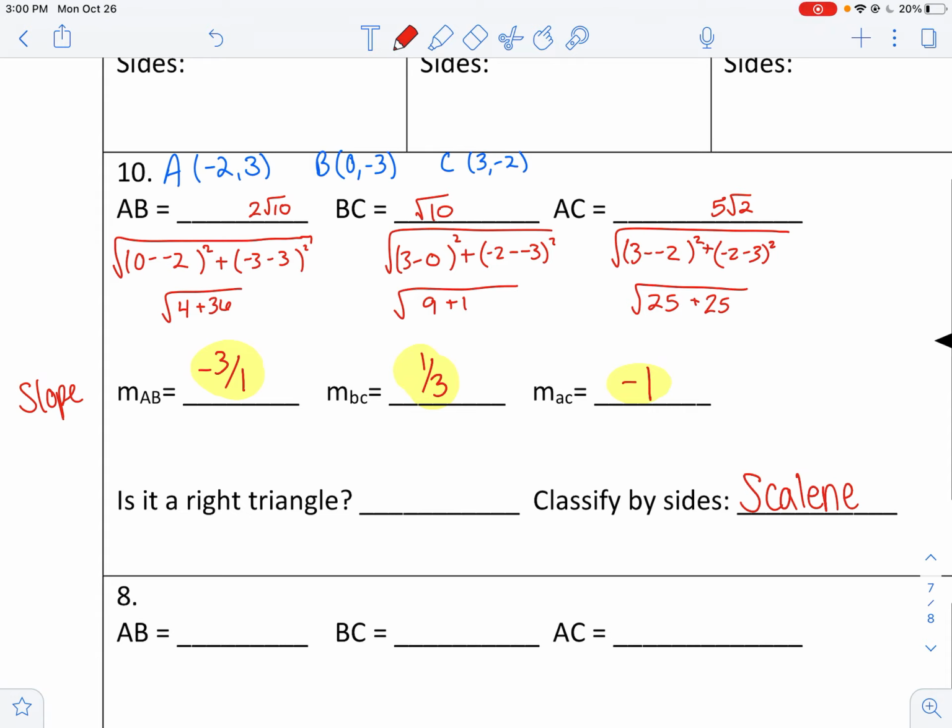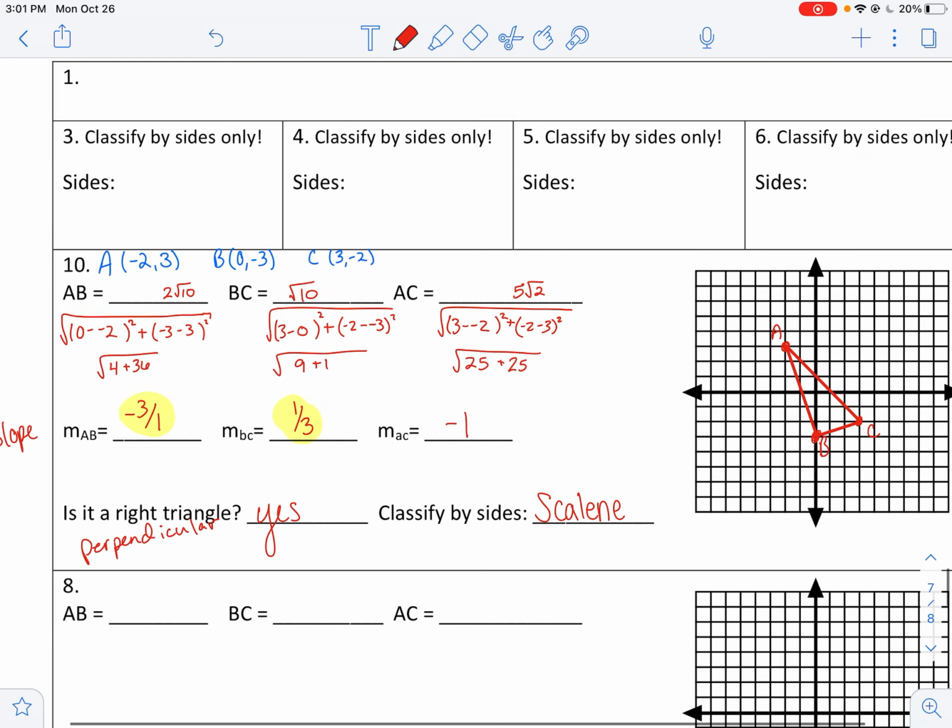So I'm looking for perpendicular slopes. If I take one slope, flip a fraction, and change the sign, do I get the other one? It looks like these two are perpendicular. AB and BC are perpendicular.